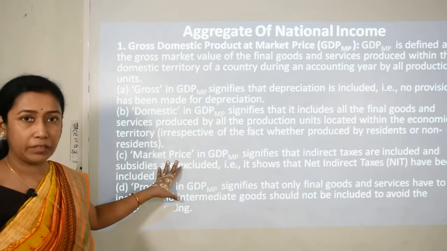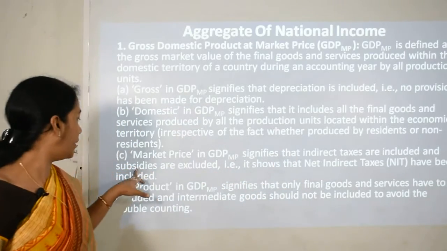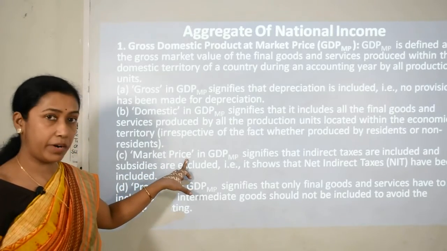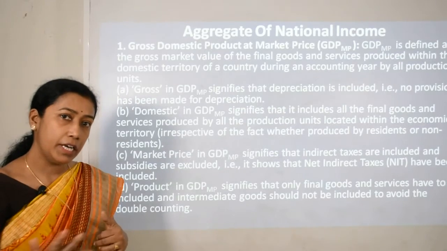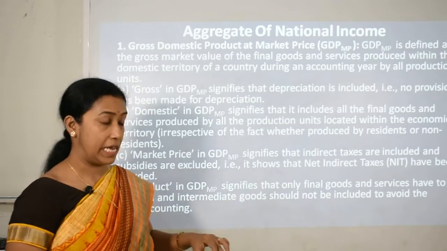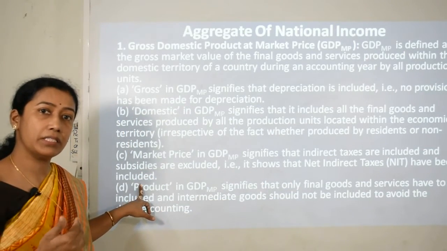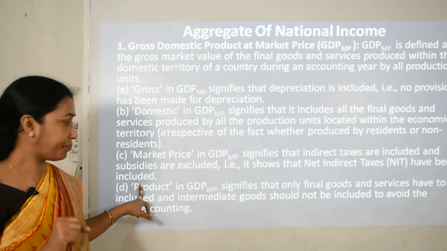Third stands for market price, that is MP. It signifies that indirect tax are included and subsidies are excluded. So, what we see in market price is that indirect taxes are included whereas subsidies are excluded. It shows that net indirect tax has been included here, in which we are going to include indirect tax and subtract or eliminate subsidies.